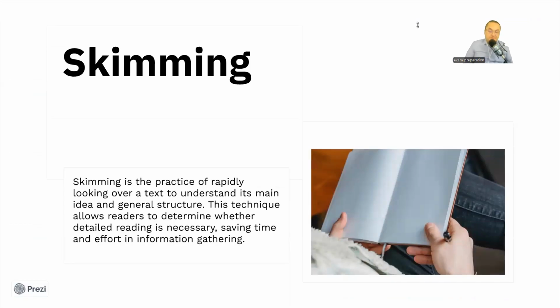Skimming is the practice of rapidly looking over a text to understand its main idea and general structure. This technique allows readers to determine whether detailed reading is necessary, saving time and effort in information gathering. Skimming is when you read quickly, just because you need to have the main idea. You don't need details, you just need to have the main idea.